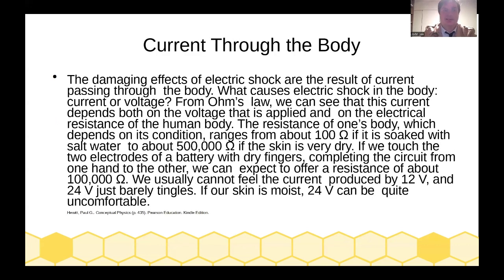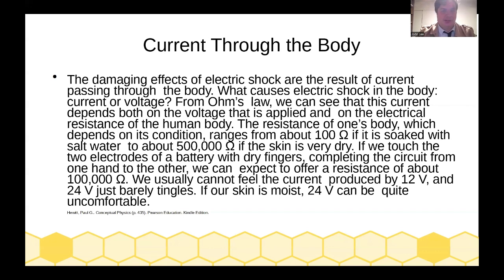The damaging effects of electric shock are the result of current passing through the body. What causes shock in the body, current or voltage? From Ohm's law, we can see that the current depends both on the voltage that is applied and the electrical resistance of the human body. The resistance of one body, which depends on its conduction, ranges from about 100 ohms if it is soaked with salt water to about 500,000 ohms if the skin is very dry.